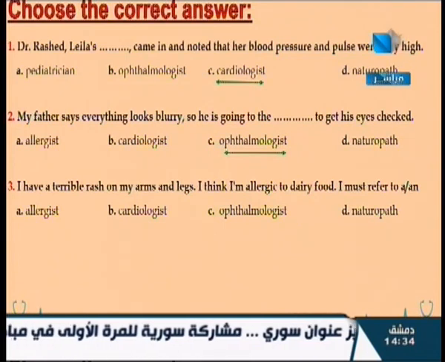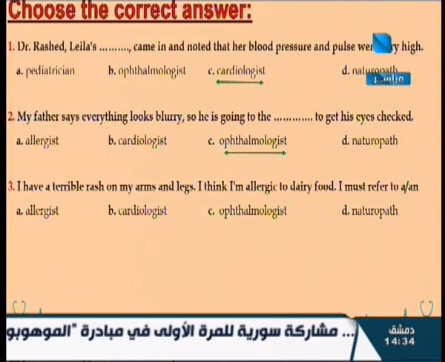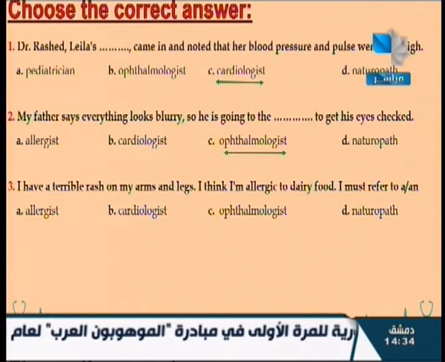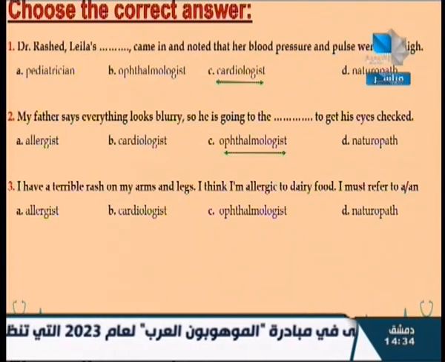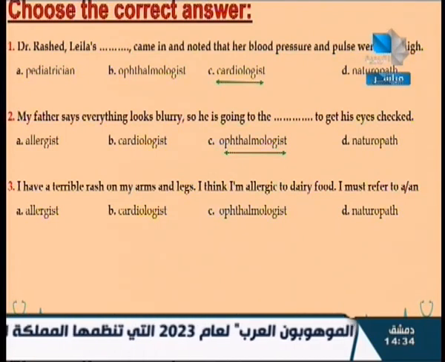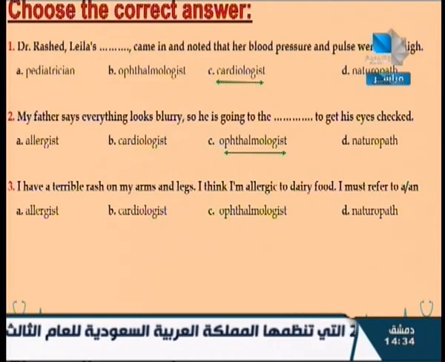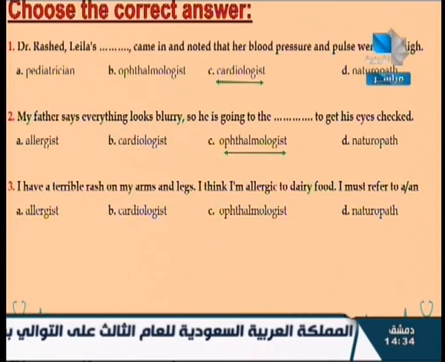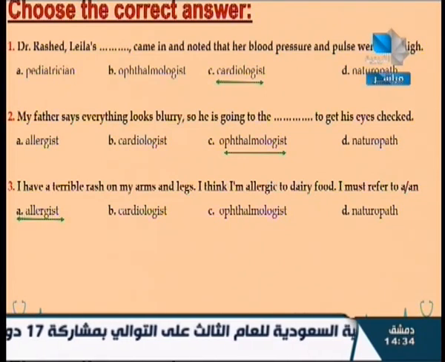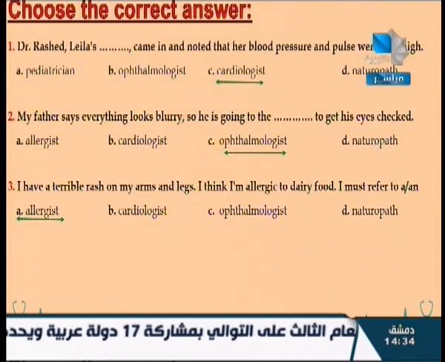Number 3. I have a terrible rash on my arms and legs. I think I'm allergic to dairy food, so I must refer to A or N. Allergist, cardiologist, ophthalmologist, or naturopath. Of course, we are talking about allergy from food. It should be allergist.